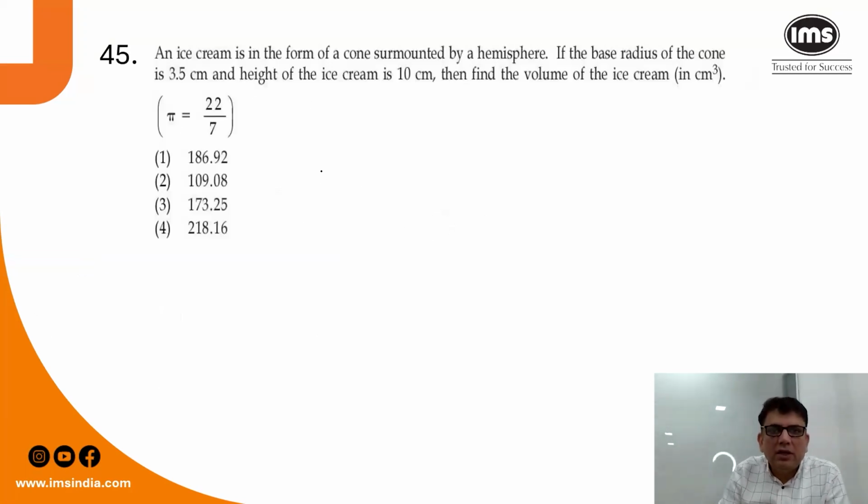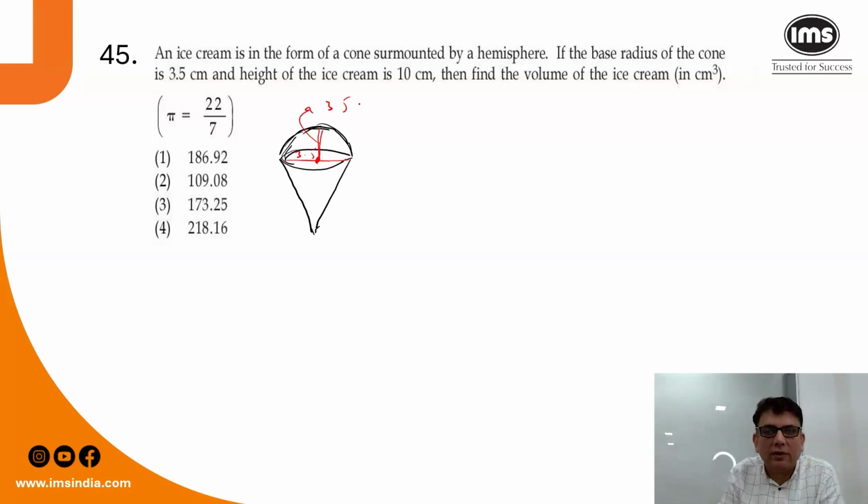45. An ice cream is in the form of a cone. Okay, there is a cone surmounted by a hemisphere. If the base radius of the cone is 3.5 centimeter, so this radius is 3.5, which means this part will also be equal to 3.5, being the radius of the hemisphere as well.